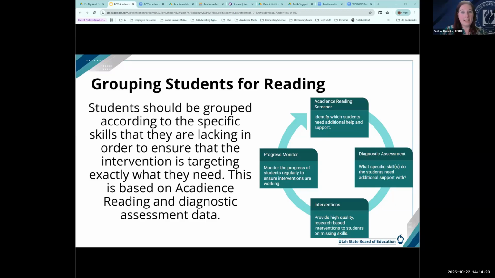So I use that diagnostic to plan my interventions and start doing my small groups. And then the next step is to progress monitor and make sure that those interventions are working. So keep in mind that while you're grouping students for reading, you're going to want to use both of those assessments, the Acadience reading as a screener and then a diagnostic assessment, and find the particular skills students are missing and group them according to those skills on the diagnostic assessment. Thanks, Jared.